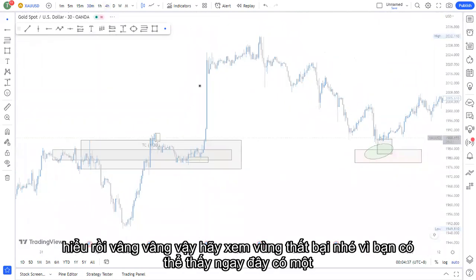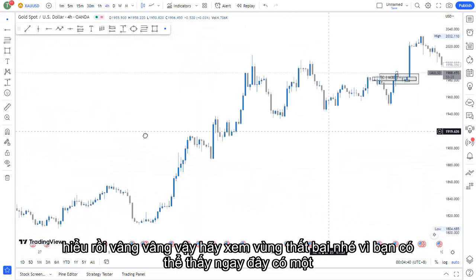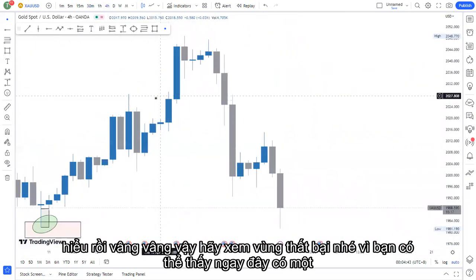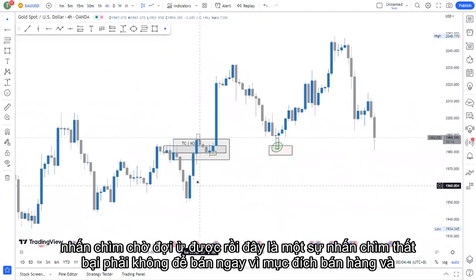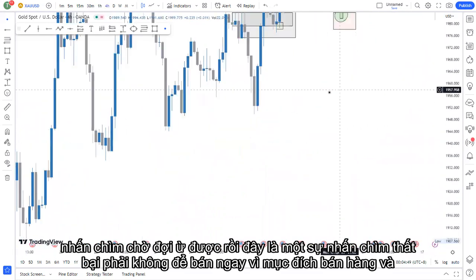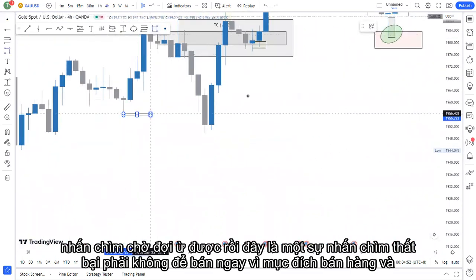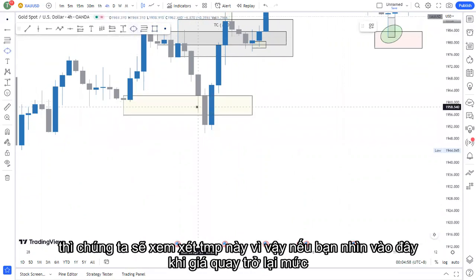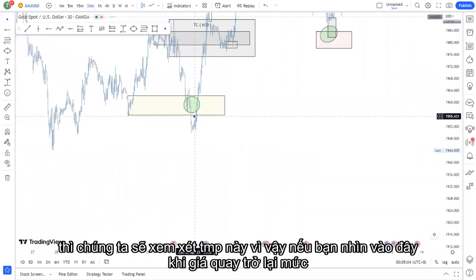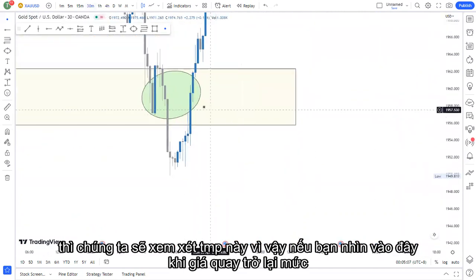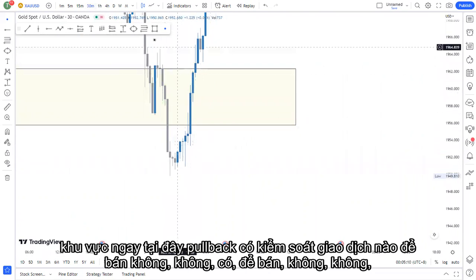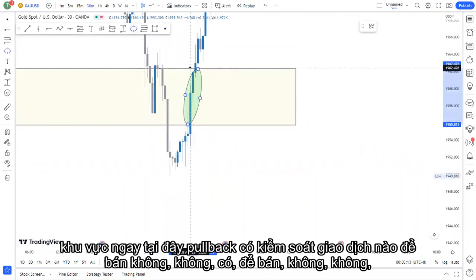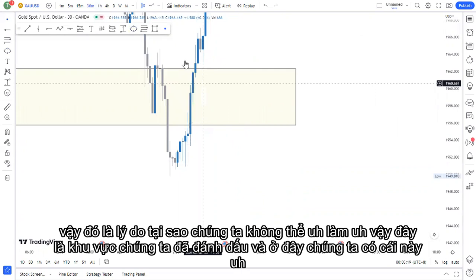Yeah. So let's see the failed zone. Okay, as you can see right here, this is an engulfing fail, right? For selling purposes. And then we are going to look at this CMP. If you look here, when the price pulls back into the zone, is there any trade control for sell? For sell, no. Yeah, so that's why.